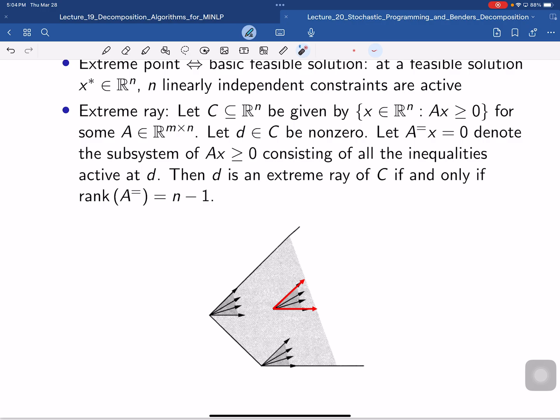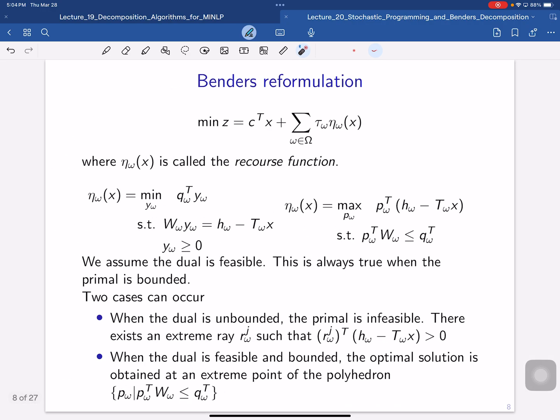Okay, so let's go back here. To summarize, when we are solving the dual problem, there are two cases that occur. Either it is unbounded, where you hit an extreme ray, or if the problem is bounded, you must hit an extreme point. Okay, is that clear here?